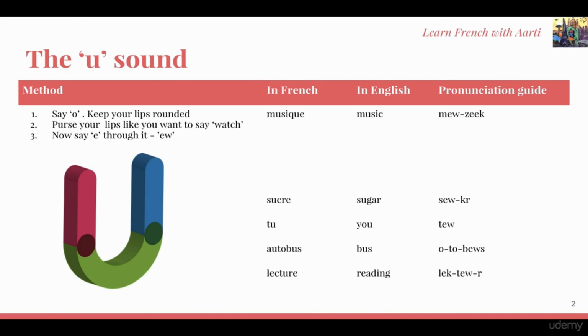Say O, keep your lips rounded. Now, purse your lips like you want to say watch. Now, say E through it. You should hear U, U, U. The U sound is represented as EW in this lesson. Now let's see some examples.